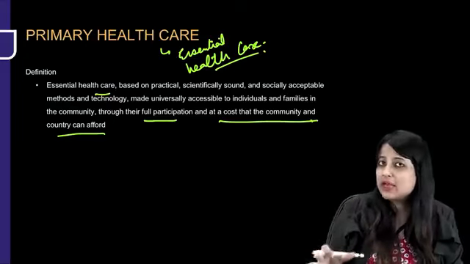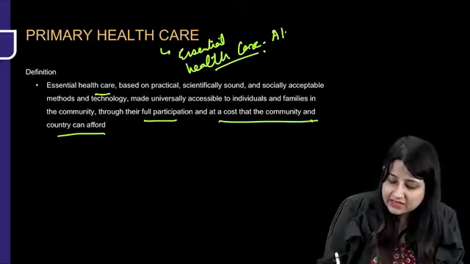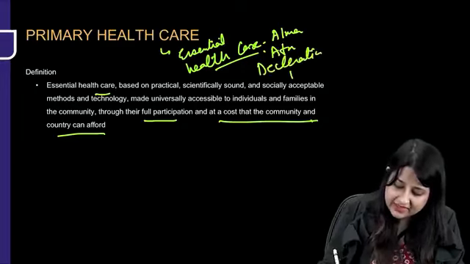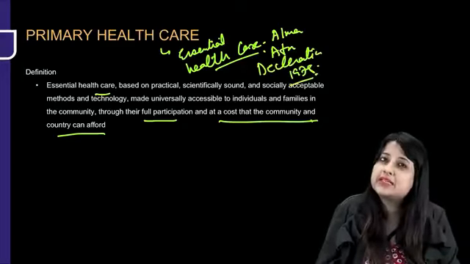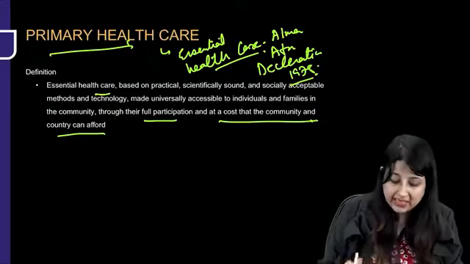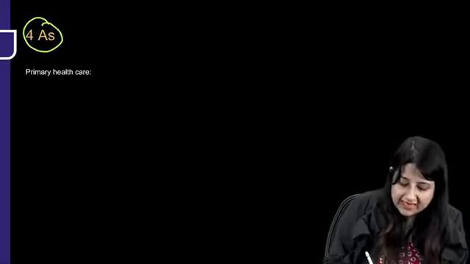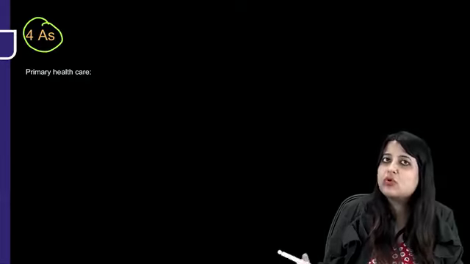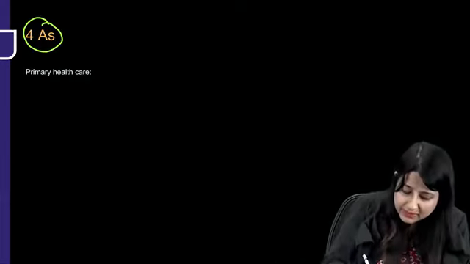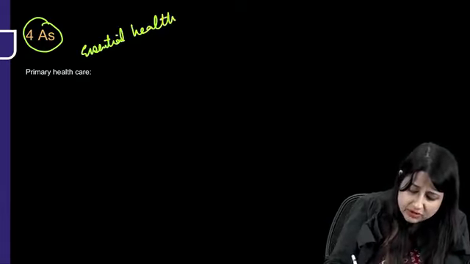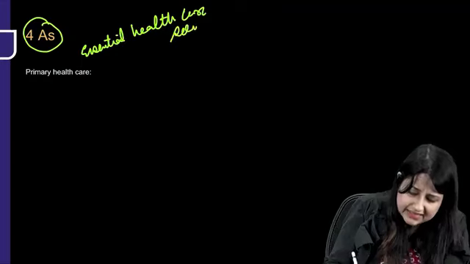So this concept of primary healthcare was adopted in the Alma-Ata Declaration of 1978, which was a conference held in Alma-Ata, Kazakhstan, where the concept of primary healthcare was adopted. And this concept is based on 4 A's. What are those 4 A's? These essential healthcare services, these basic healthcare services, should be available to all, accessible to all. That means these essential healthcare services rely on 4 A's.